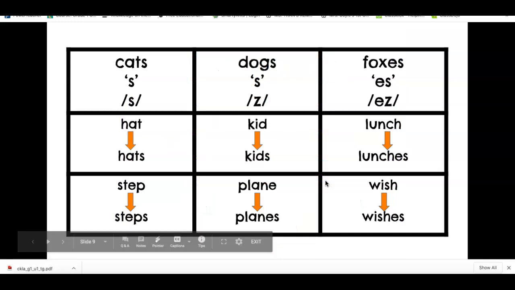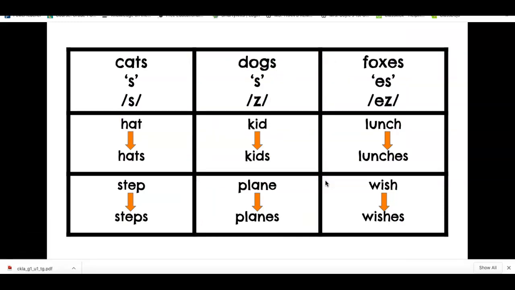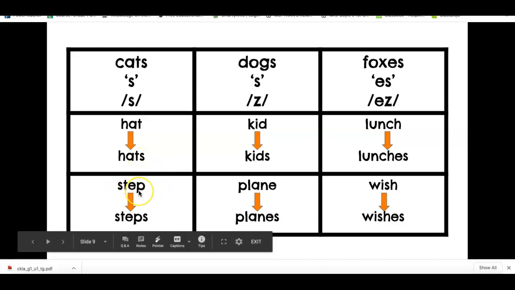Now, when we're reading these words that end with S or ES, we pronounce them differently. So here's a plural noun, cats. I have a lot of cats. At the end of cats, I hear the S sound. Same for the word hat. If I want to change the noun hat into the plural noun hats, I add an S and it makes the S sound. Another example, step changes to steps, and there's the S sound at the end.